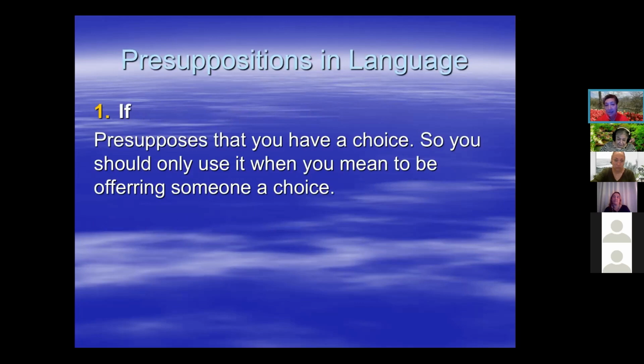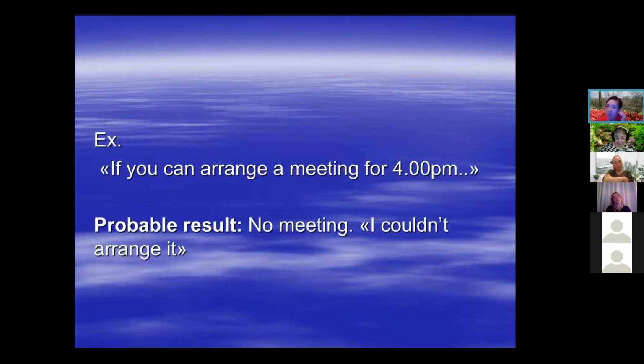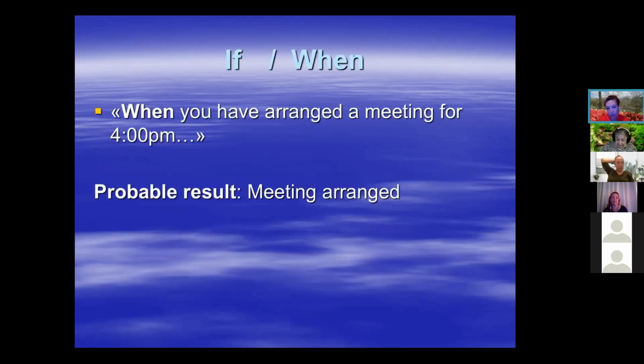And there are some presuppositions in language, like the use of if. I will talk about three of them, only three of them. If you can arrange it, so again, in communication, when we use these, like this example, if you can arrange a meeting for 4 p.m., then the result could be, okay, I couldn't arrange it. So it's not that specifically used. Instead of that, if we say when you have arranged a meeting, then the probable result would be meeting arranged.